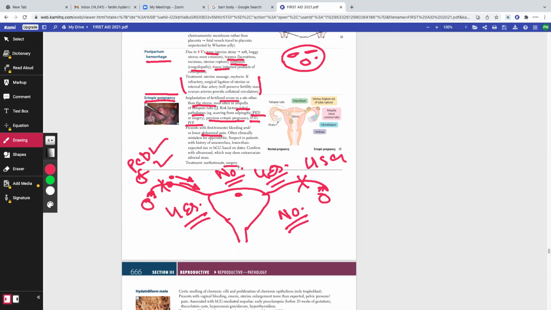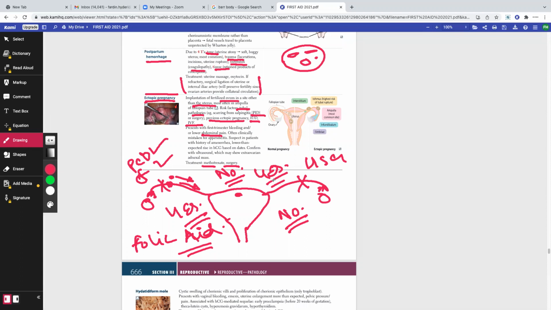But if it's in a very early stage, can we give methotrexate to stop the uterine growth of the fetus? Yes or no? The answer is yes. How will methotrexate help? Will methotrexate kill the developing fetus? Will it kill the zygote? The answer is yes. How? By depleting the zygote of folic acid, and the zygote will die.